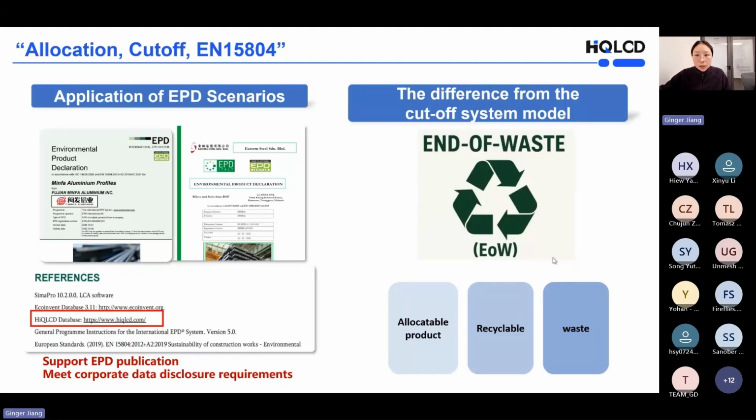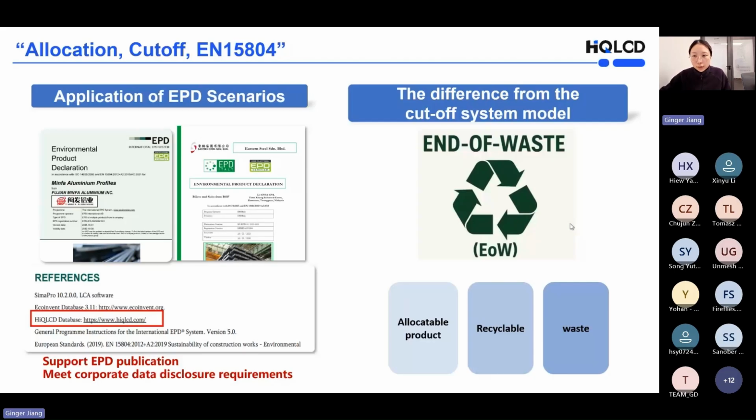It provides all life cycle inventory indicators required by these standards and follows the end-of-waste criteria established by the European Commission. The allocation cutoff EN 15804 system model follows the core principles of the cutoff approach. All intermediate flows are classified into three categories: allocatable products, recyclable, and waste. Their classification determines the allocation method within the modeling framework.